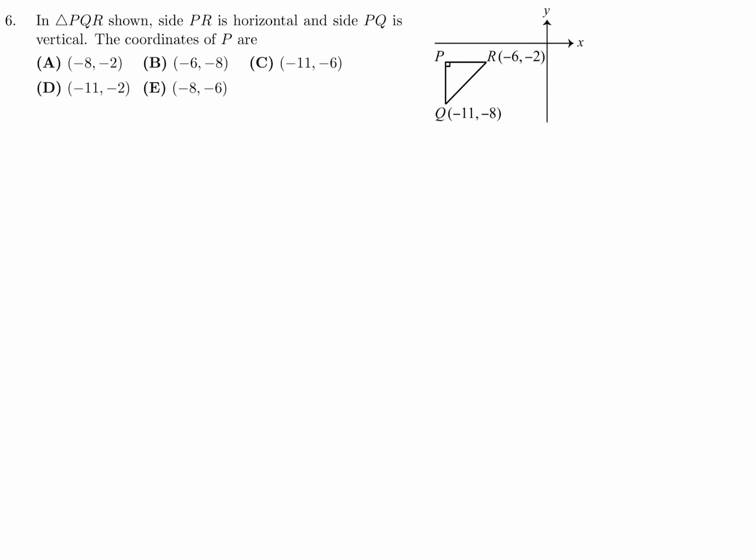In triangle PRQ, side PR is horizontal and side PQ is vertical. The coordinates of P. Here's P. It's going to have some coordinates, an x-coordinate and a y-coordinate. Well, the x-coordinate will be the same as the x-coordinate of Q, because we're not moving. That's what they mean by vertical. So that's negative 11 right there. The y-coordinate of P will be the same as the y-coordinate of R, since we haven't moved. We've been horizontal. So that's negative 2. And therefore the coordinates of P are negative 11, negative 2, and that is choice D.